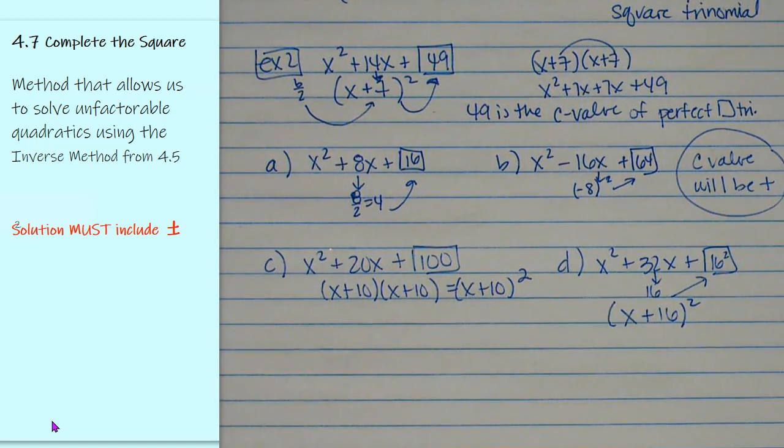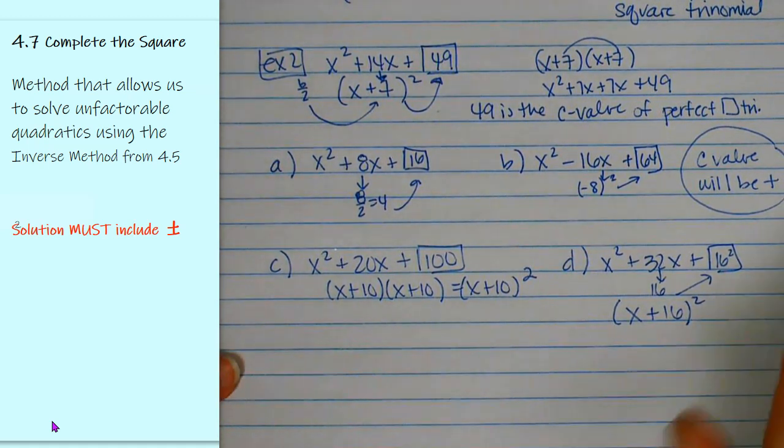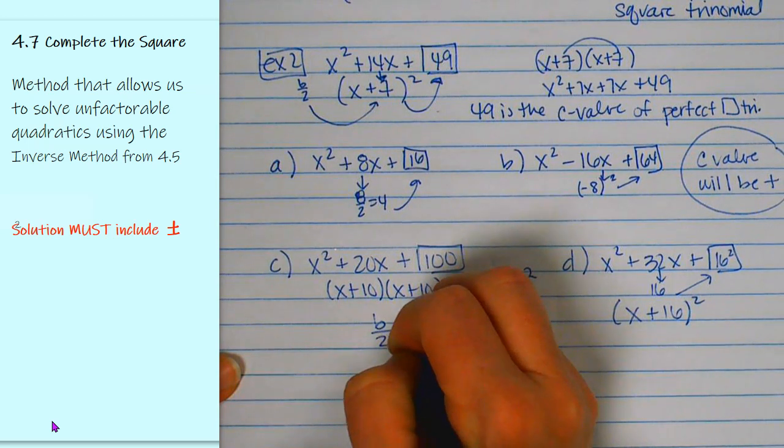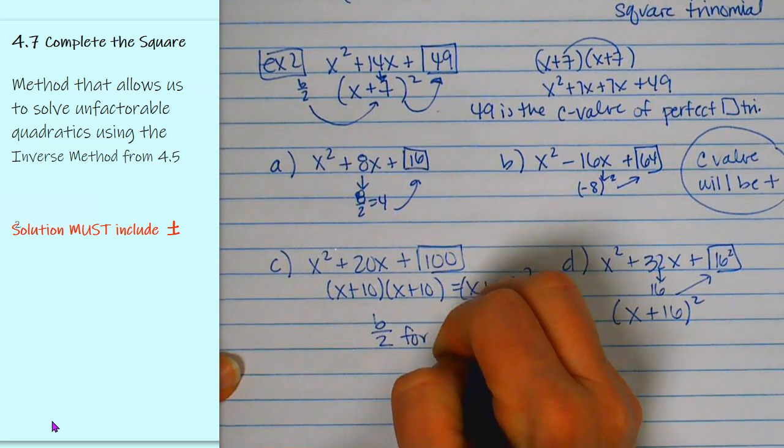So hopefully by now, you're really a little bit more familiar with the complete the square part, which puts the half here. We're doing b over 2 for the factored part.